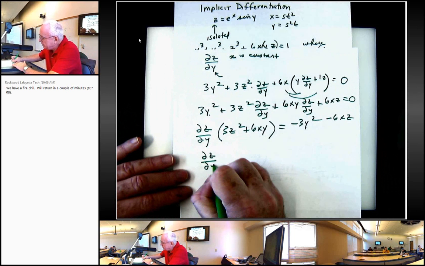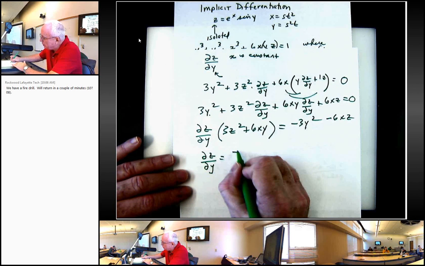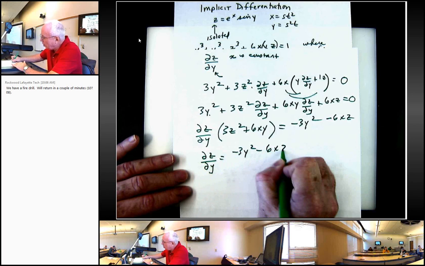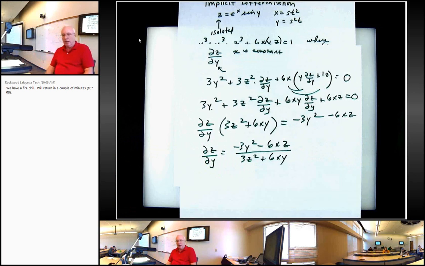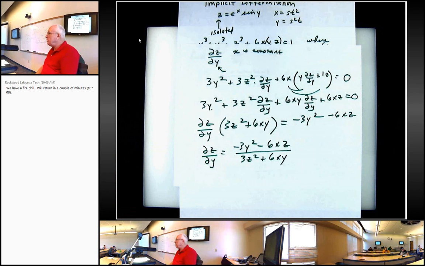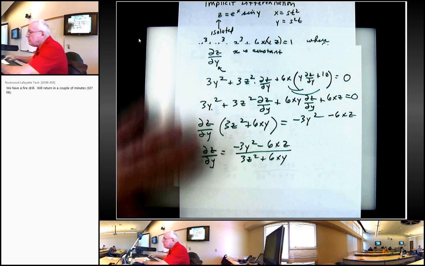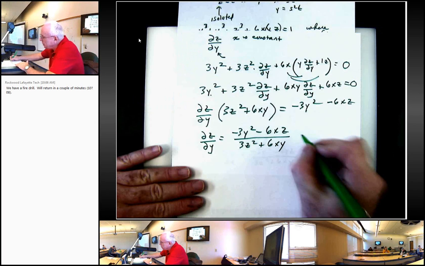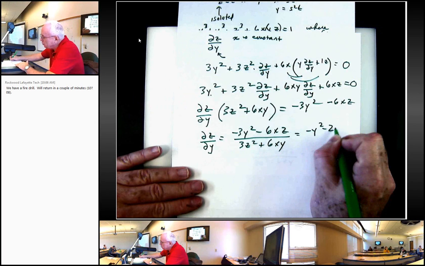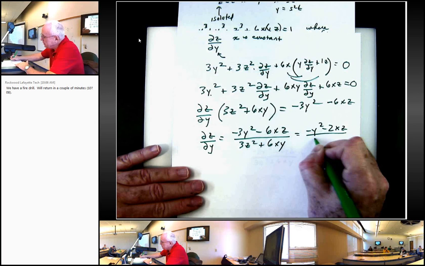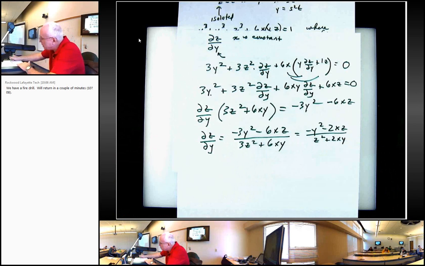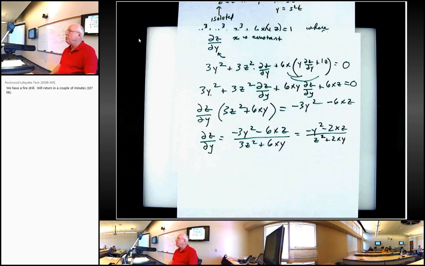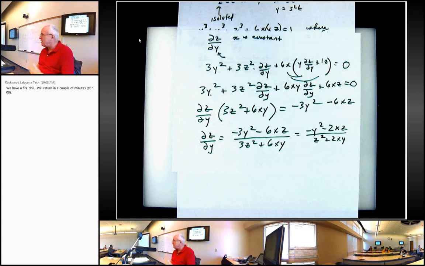dz dy then is minus 3y squared minus 6xz all over 3z squared plus 6xy. And again, that's a correct answer, but again, it can be simplified by dividing out a 3 from each term. Minus y squared minus 2xz over z squared plus 2xy. Okay. So if you actually are looking at the textbook, you see these formulas here. If you just go through these steps, you don't have to be memorizing these formulas.